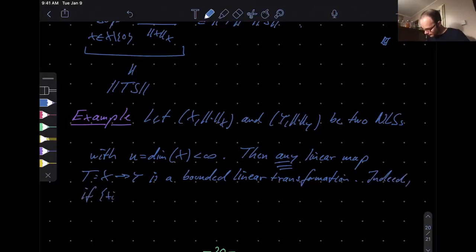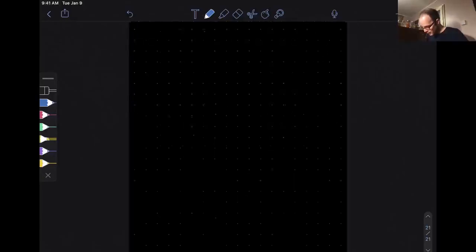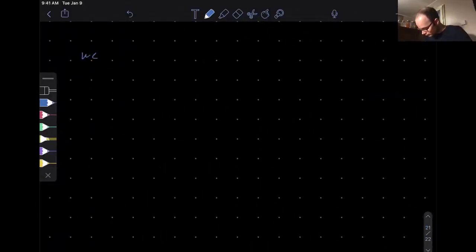So if xi is a basis, then for any x you expand it in the basis with coordinates xi, so the alphas are the coordinates. Then for any x we have, so now I have to estimate T of x in Y, and actually this estimation is completely similar to the first estimate that we used when we proved the equivalent norm theorem in the second and third lecture.